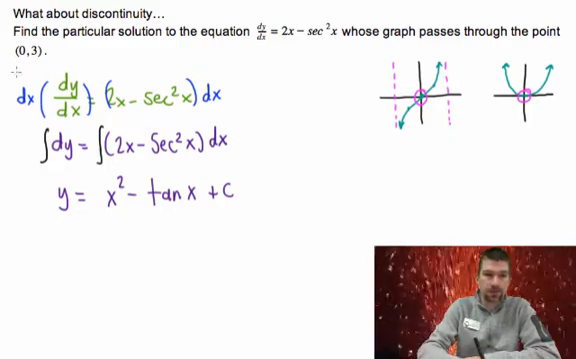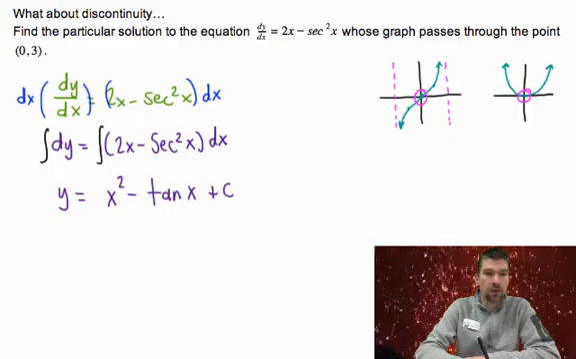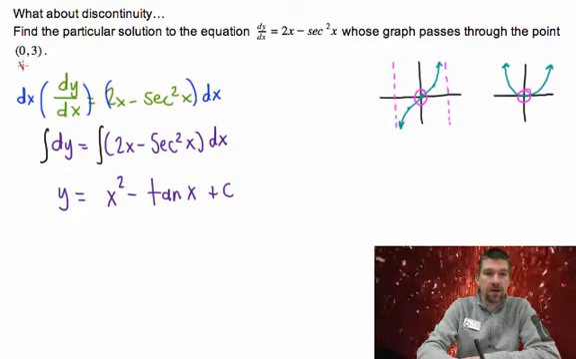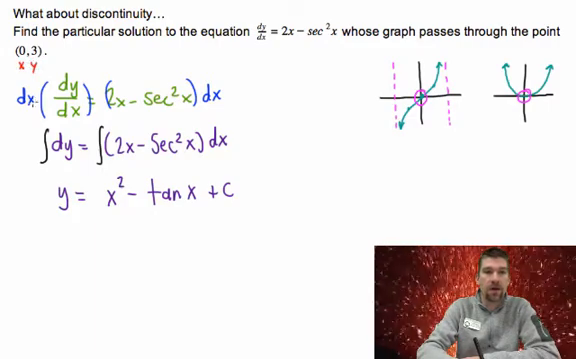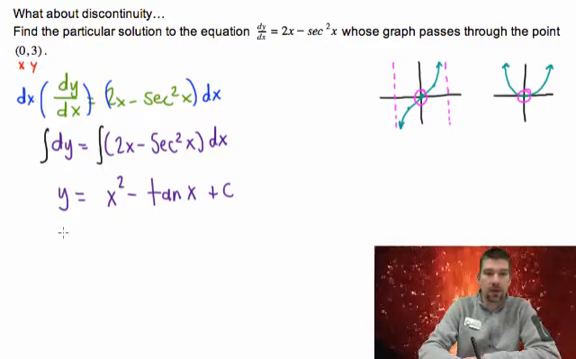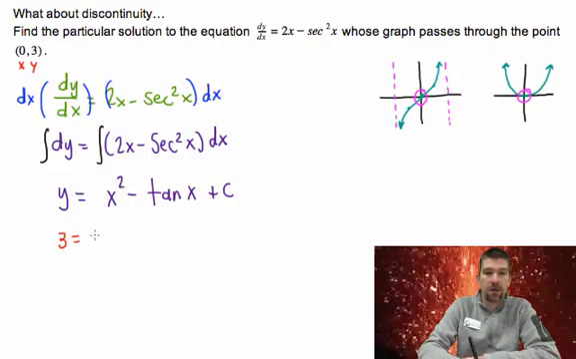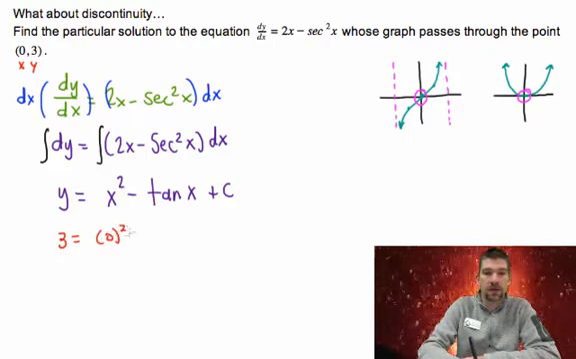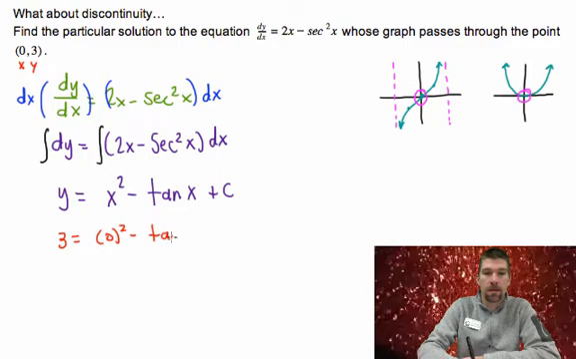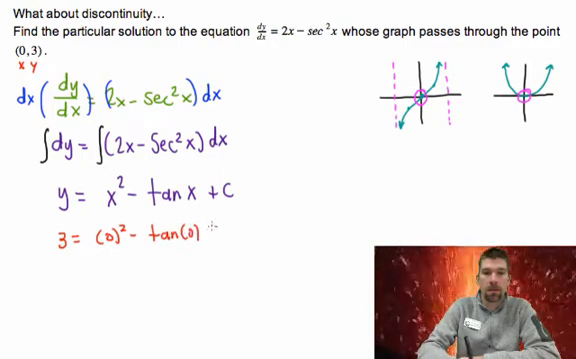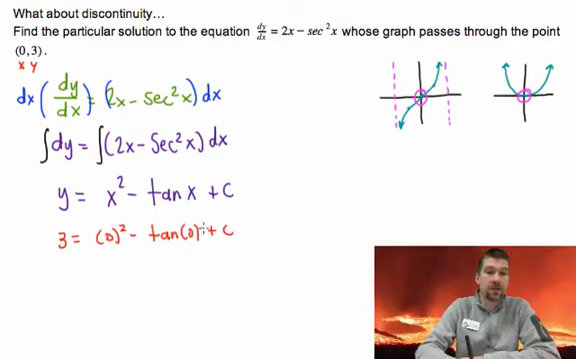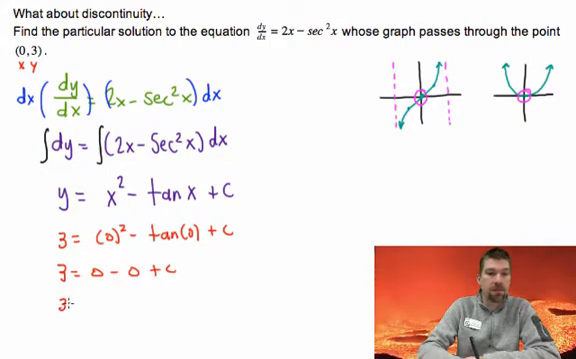So what do we do? Well, we use the old rule that if they give me a point, they've given me an x value and a y value. So I'm going to plug in a 3 for my y. I'm going to plug in zeros for x's. And I'm going to solve this bad boy out. So this is going to be 3 equals 0 minus tangent of 0, plus c. And as it turns out, they both are 0 at that spot.